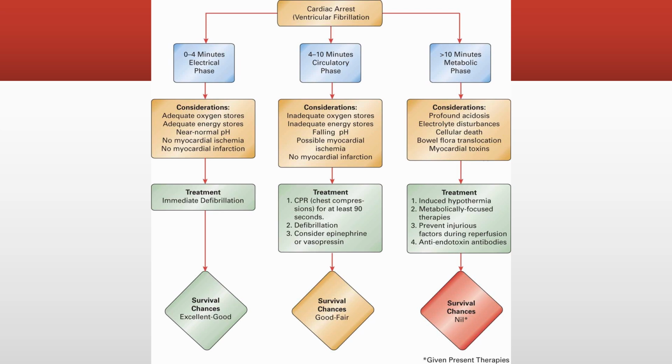And in the circulatory phase, we still have a good chance of survival. And then greater than 10 minutes is the metabolic death phase. We can do all kinds of things, but the chances of survival are unlikely. So remember the 3 phases: 0 to 4 minutes electrical, 4 to 10 minutes circulatory, and greater than 10 minutes metabolic death phase.